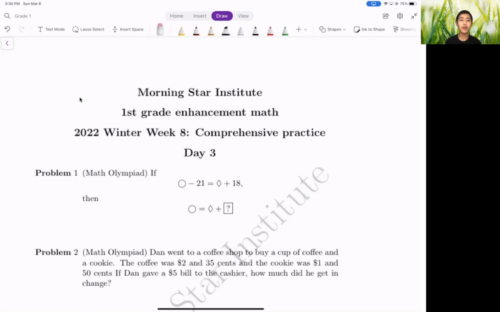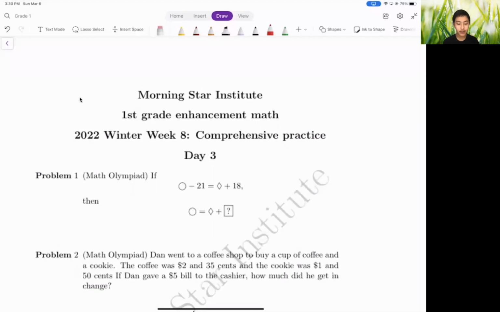Day 3, problem 1. If a circle minus 21 is equivalent to a diamond plus 18, then a circle equals a diamond plus what? So right here, we have 2 methods. Let's try out method 1 first, which is to plug in special numbers or try special numbers.